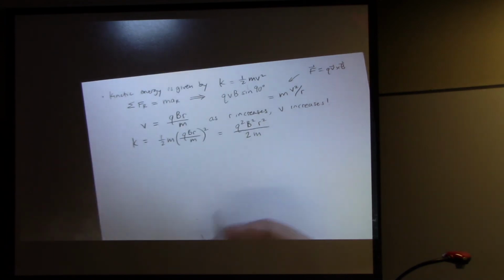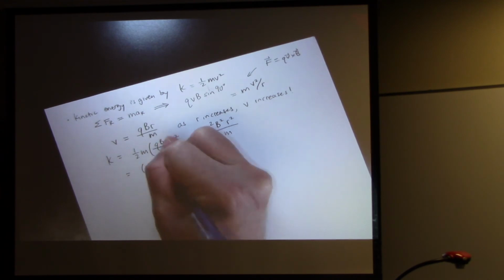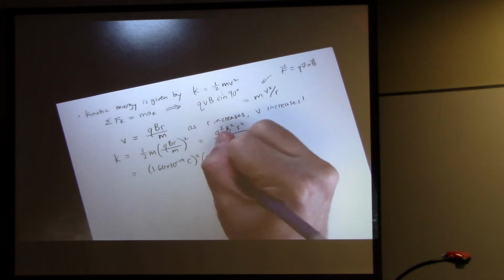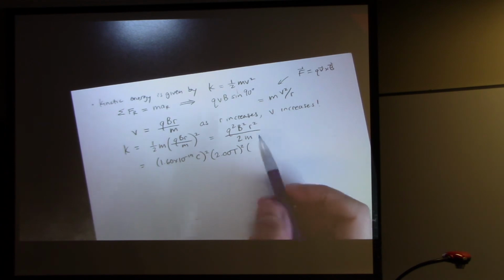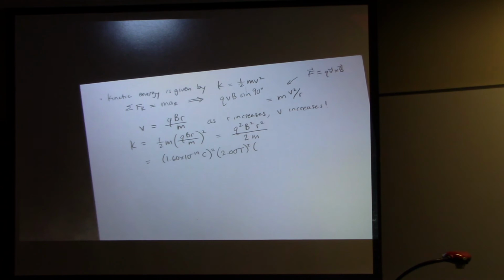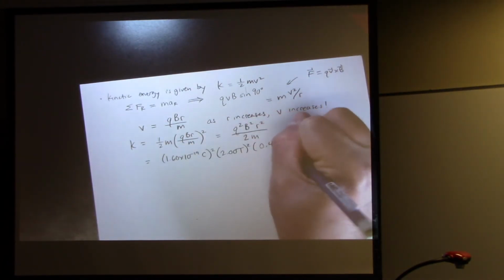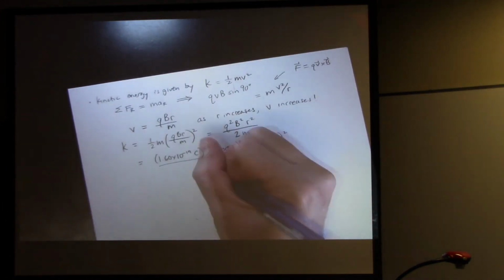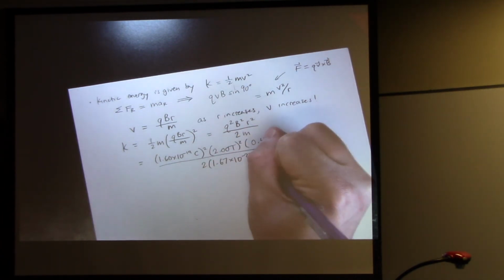And so let's put a number to that. q is equal to 1.6 times 10 to the minus 19 coulombs, square it. B is equal to 2 Tesla, square it. And then if we're interested in the final kinetic energy, we want to use the outer radius of the cyclotron, which is going to be 0.450 meters, square that. Then we divide by 2 times the mass, which is 1.67 times 10 to the minus 27 kilograms.